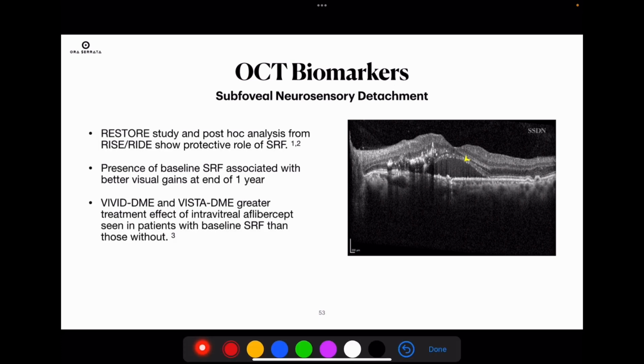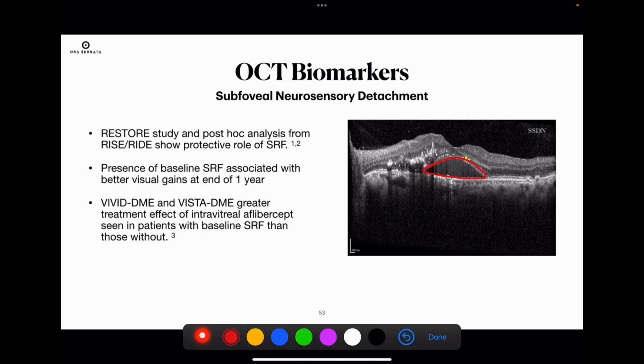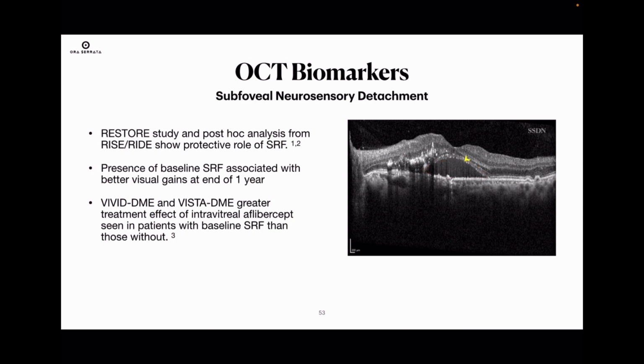Then there is subfoveal neurosensory detachment. Here studies have shown that these appear to play an important role in protection, and they have seen that if there is presence of subfoveal SRF, then the visual gains are better at the end of 1 year with treatment.